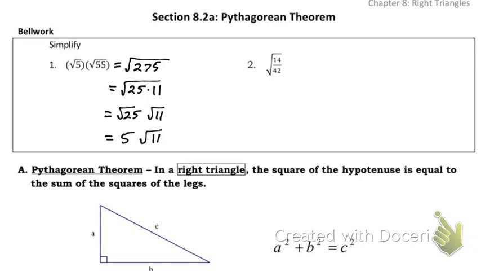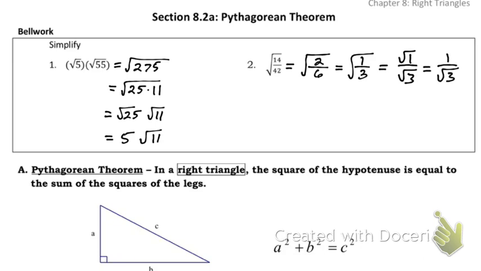The other one is 14 over 42. What you should probably do is reduce 14 over 42 first. I know 7 for sure goes into it, so that would be 2 over 6, which can be reduced further to 1 over 3. Well, I can rewrite square root of 1 over 3 as square root of 1 over square root of 3. Square root of 1 is just 1, so we have 1 over square root of 3.